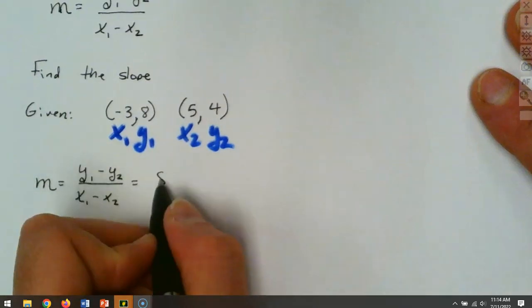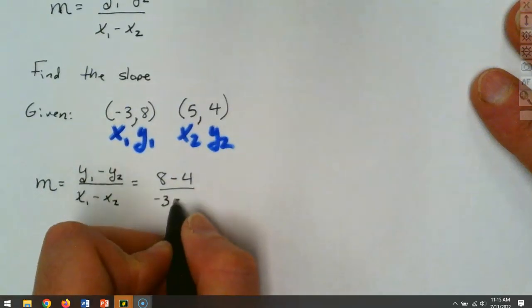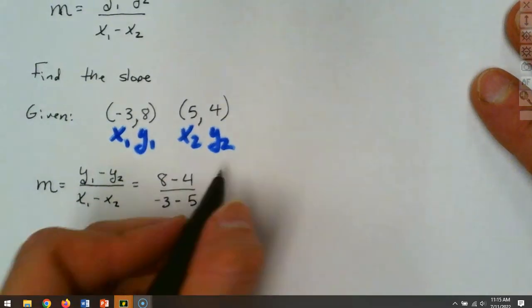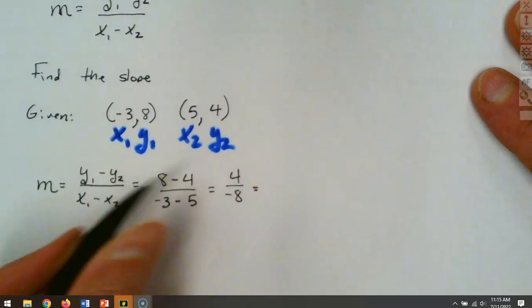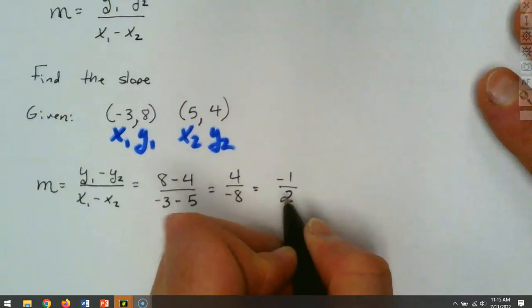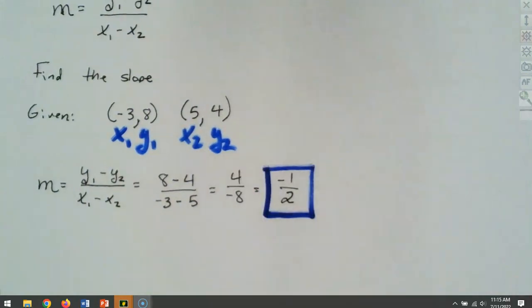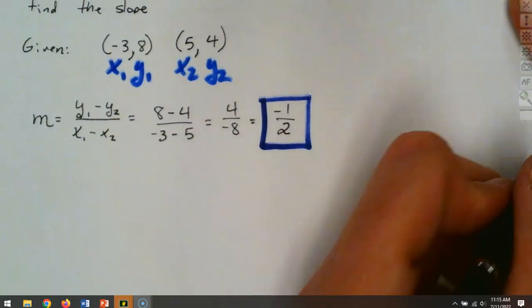So that's 8 minus 4 over minus 3 minus 5. 8 minus 4 is a positive 4 in the numerator. Minus 3 minus 5 is a minus 8. And I reduce that down. So my slope would be a minus 1/2. And that's it. Just use your formula, work it out. Very little to do with these. One more, and then we'll look at a graph.